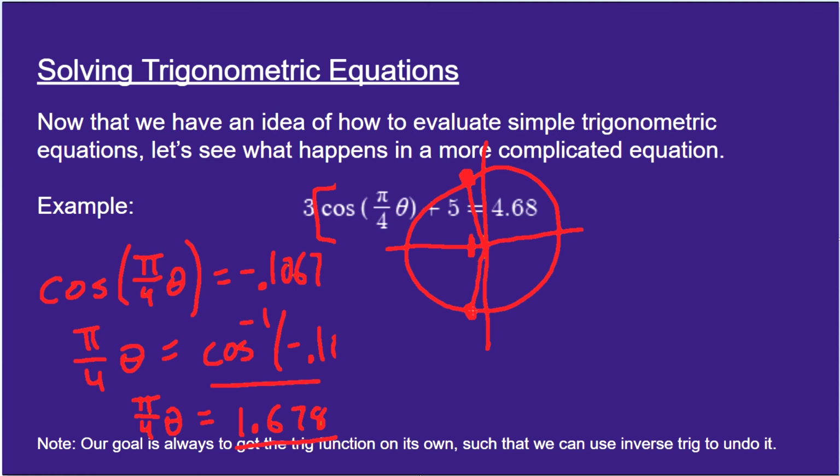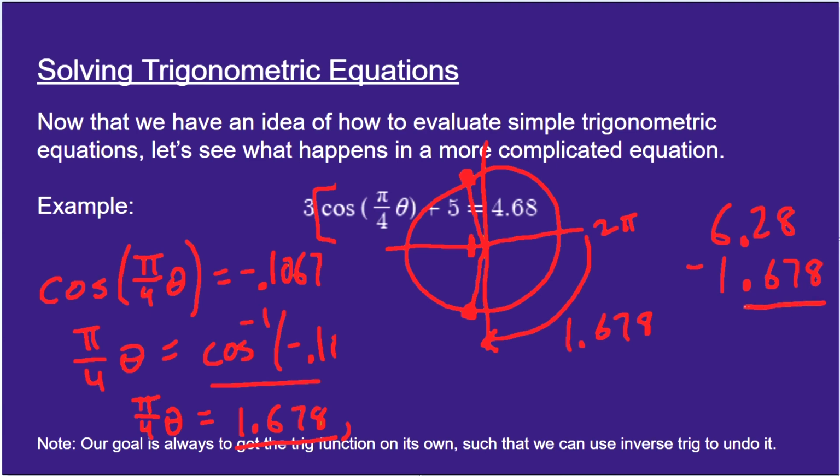So the way I'm going to find this second solution is, right here is 2 pi if I view it as the full loop, and I'm going backward by 1.678. So I'm going to take 2 pi, which is 6.28, and subtract 1.678. Remember, y'all, pi is 3.14, so if I have 2 pi, I just double it, and I get 6.28. That's what I'm doing here. To get this second solution, we just subtract them, and let's see what we get.